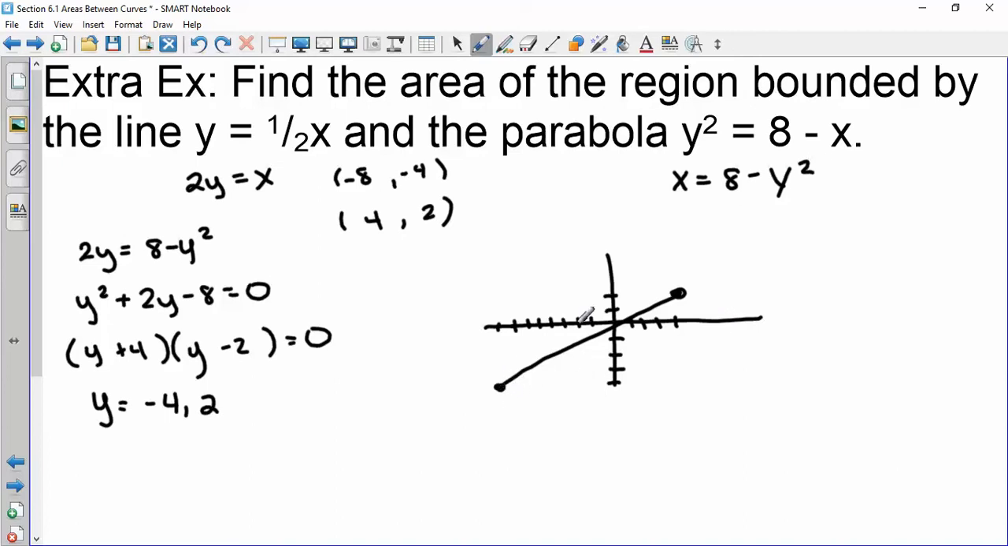There's my line. My parabola is going to have the same 2 points because we found out that's their intersection. If we just want to get another point in the middle, just pick some y value between -4 and 2. So maybe if you put in a 0, you get 8 for your x. We can see our graph looks something like this. Not a great graph, but it'll be close enough to get us what we need.